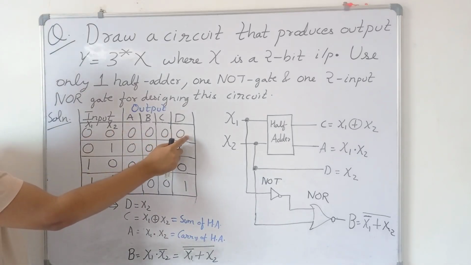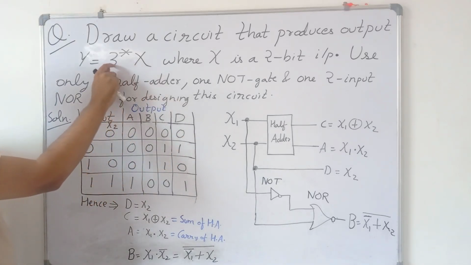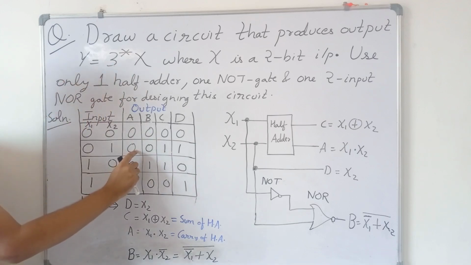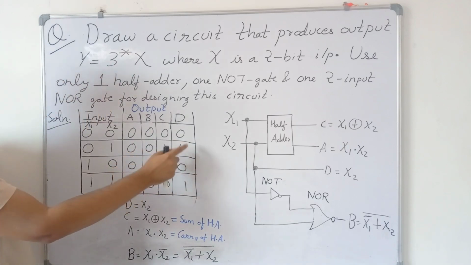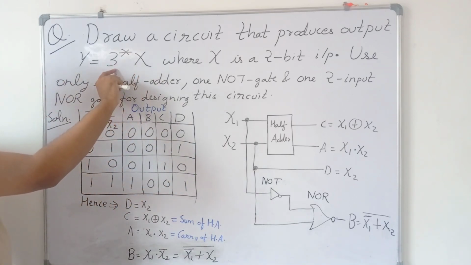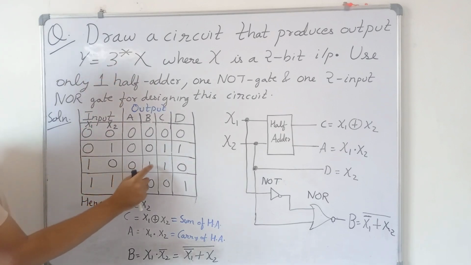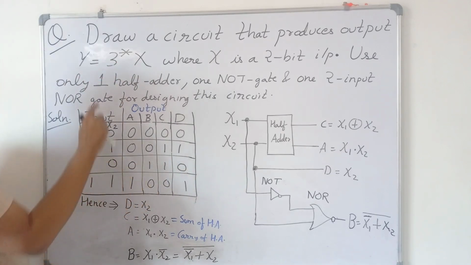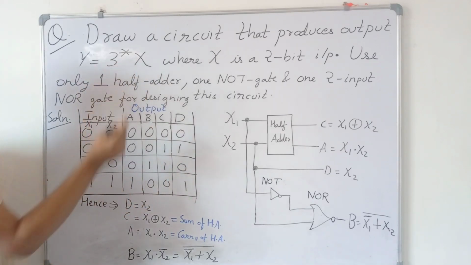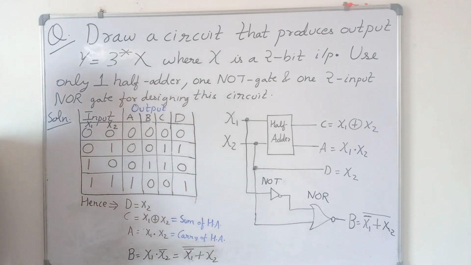So for 0, the output will be 0 because 0 multiplied by 3 is 0. Then 1 multiplied by 3 will be 3. So 3 can be written as 0, 0, 1, 1 in binary. Then 2 multiplied by 3 is 6. So 6 is written as 0, 1, 1, 0 in binary. Then 3 multiplied by 3 is 9. So 1, 0, 0, 1 in binary.